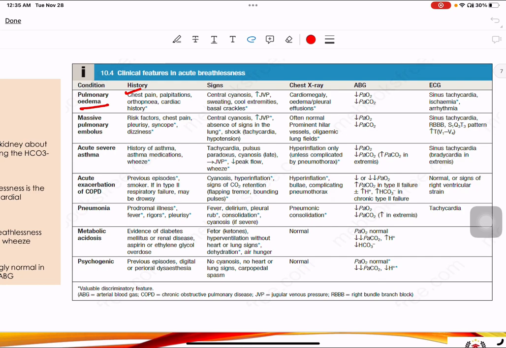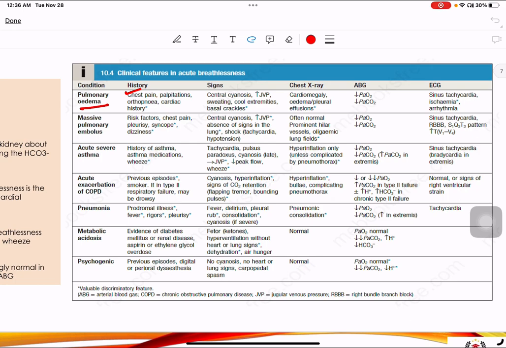Acute severe bronchial asthma. The patient has a history of bronchial asthma with a history of asthma medication. The patient will present with shortness of breath with wheeze. There will be the sound of wheeze in the lungs, and on examination the patient may have tachycardia, pulsus paradoxus, that is the paradoxical fall of BP during inspiration. There may be cyanosis at the late stage. JVP may not be increased, and there will be wheeze on auscultation.